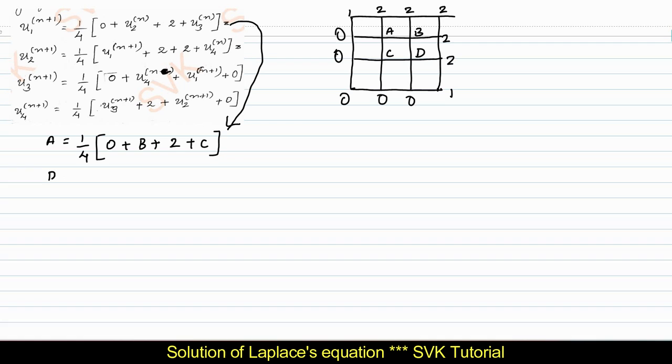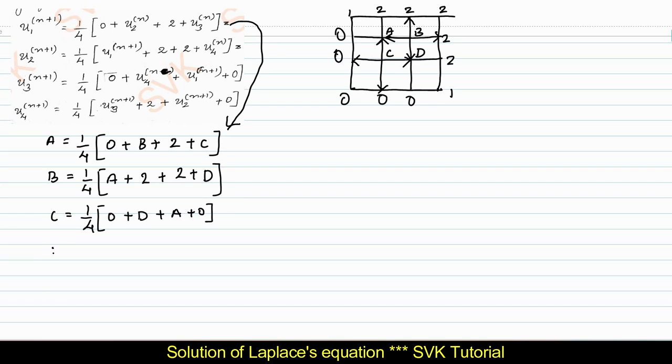Similarly, for the second one, I will name that as B equal to 1 by 4 times of, apply standard 5-point formula, that is A plus 2 plus 2 plus D. Similarly, C is given by 1 by 4 times of 0 plus D plus A plus 0. This is what I have used. Similarly, D will be equal to 1 by 4 times of C plus 2 plus B plus 0.